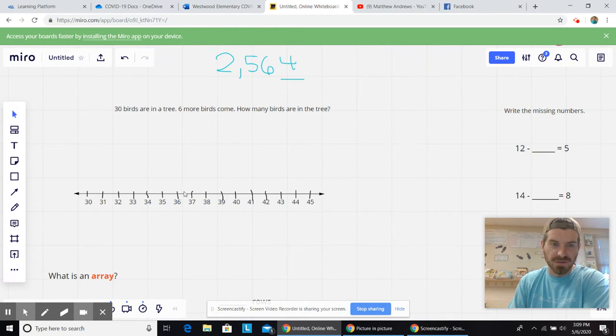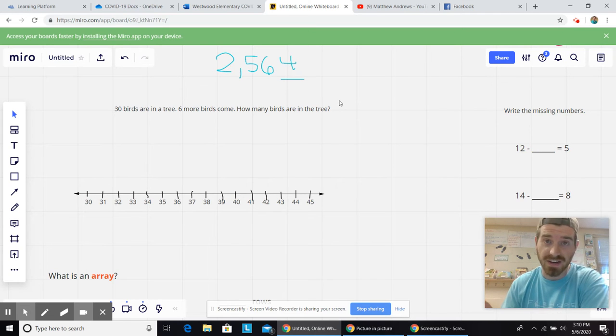Down here, this is just a little bit of a review of how to use the number line to solve addition and subtraction. So here it says 30 birds are in a tree. 6 more birds come. How many birds are in the tree? So earlier, a few weeks ago, I gave that process on how you're supposed to solve story problems. Hopefully, boys and girls, you've been practicing that. So the first step is to read the problem slowly and carefully. So 30 birds are in a tree. 6 more birds come. How many birds are in the tree?